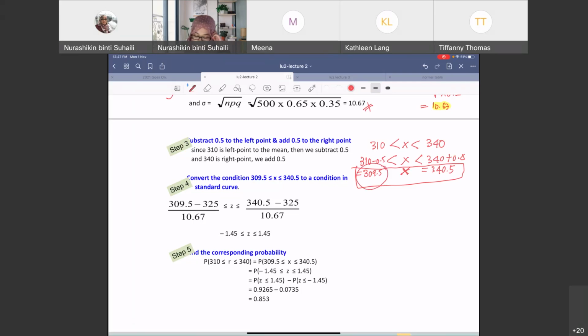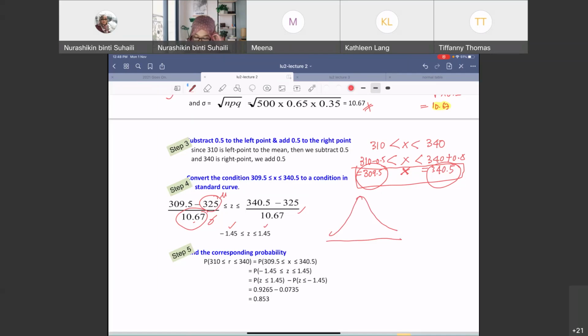So each of these you have to transform to z value using the formula of x minus mu divided by the sigma. So we know that this is the sigma and this is the mu that we had to find out. So just apply 309.5 minus that. And then on the right side, 340.5 minus this. So you get this range, minus 1.45 and 1.45, and that is the z value. So from there, you can start finding the area.